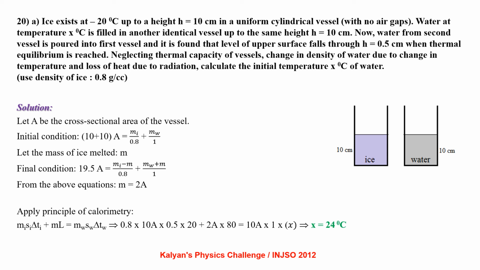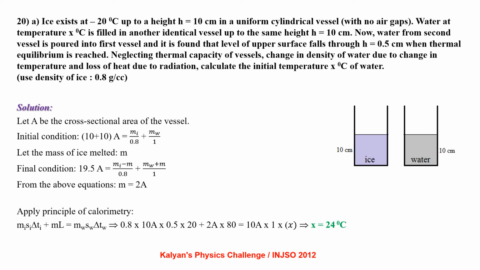Neglecting thermal capacity of the vessels, change in density of water due to change in temperature and loss of heat due to radiation, calculate the initial temperature x of water. Use density of ice to be 0.8 gram per cc. Let A be the cross-sectional area of the vessel.